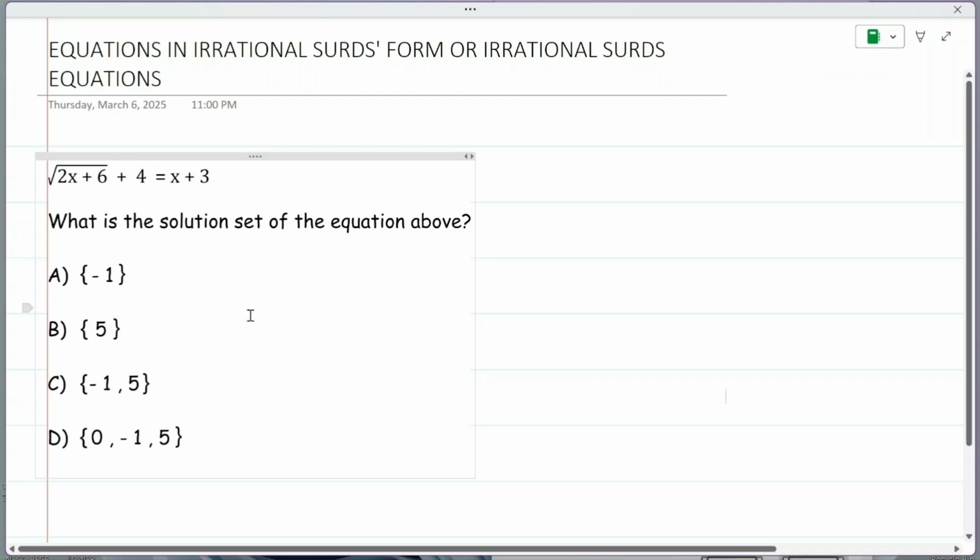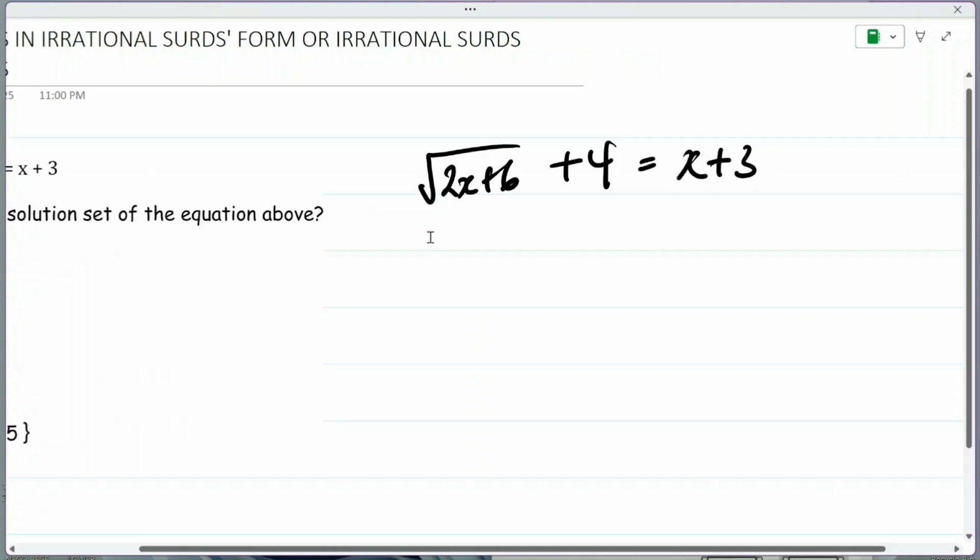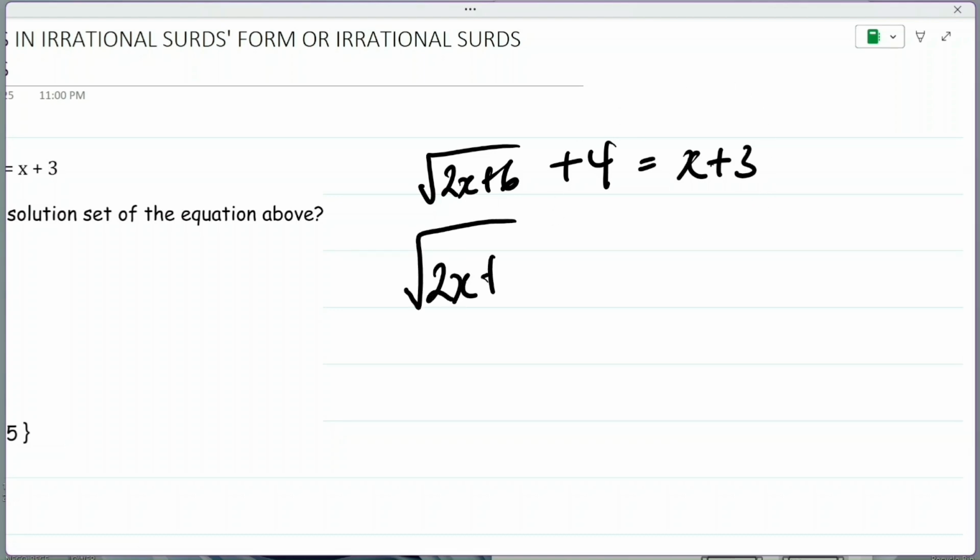But to solve it the standard way, we have square root of 2x plus 6 plus 4 equals x plus 3. Because of this square root, you can't work with it like this. You have to introduce square to both sides to solve this question. And if you introduce square at this point, it might get your work a little bit complicated. So it's best you move this plus 4 that is not under the square root to the other side. So you have square root of 2x plus 6 equals x plus 3.